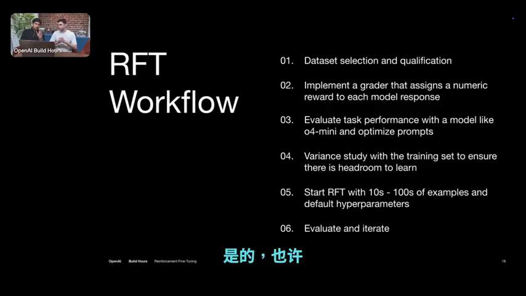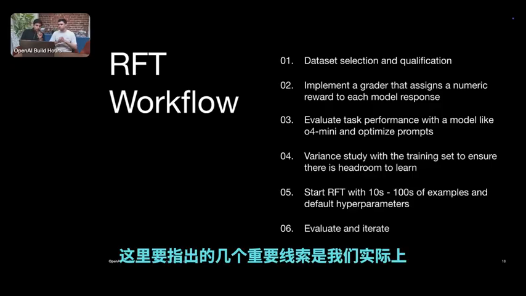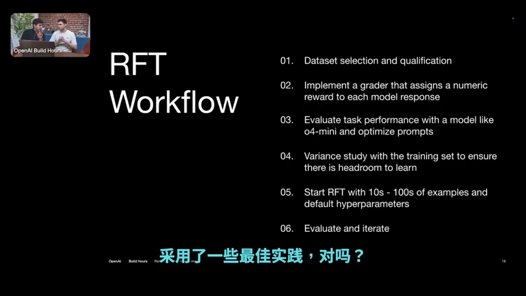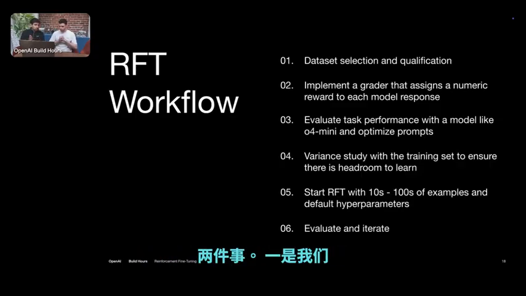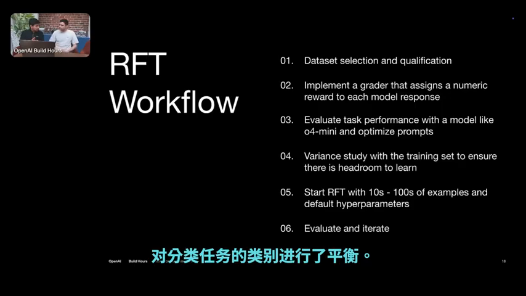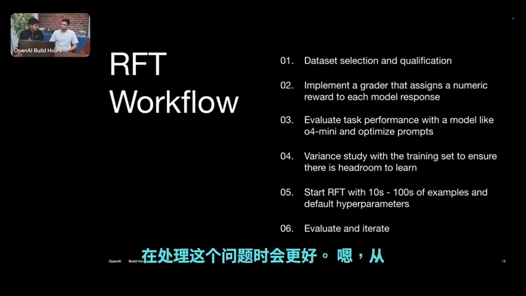Maybe a couple of important threads to draw out here is we actually employed a few best practices. If we think about point one, which is data set selection, we did two things. One is we balanced the classes for a classification task. That's really important on the training set. The other thing we did is we didn't use identifiers. We used the actual class names, which had semantic meaning, because the models are just much better at handling that.